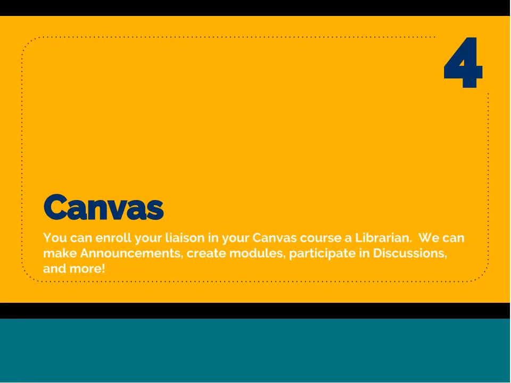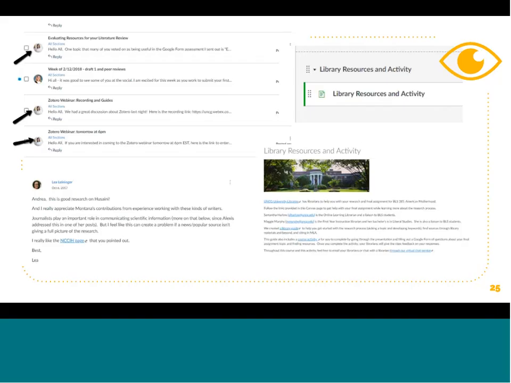We also can be in your online Canvas course. There is a role in Canvas that we created for a librarian where you can enroll us in the People tab on the left as a librarian, and then we can make announcements, participate in the discussions, make modules, and more. So again, it depends on your library liaison and your needs, but that is a possibility. So here are some examples of things that we've done in Canvas or what we can do in Canvas.